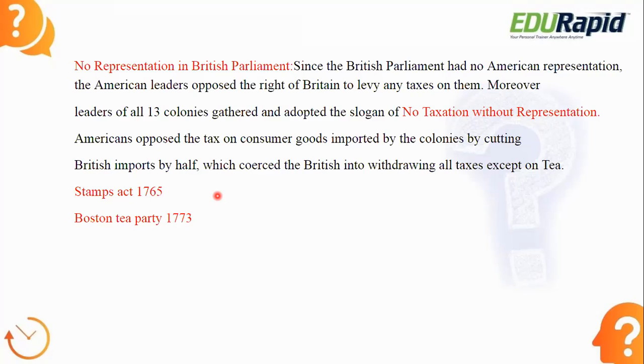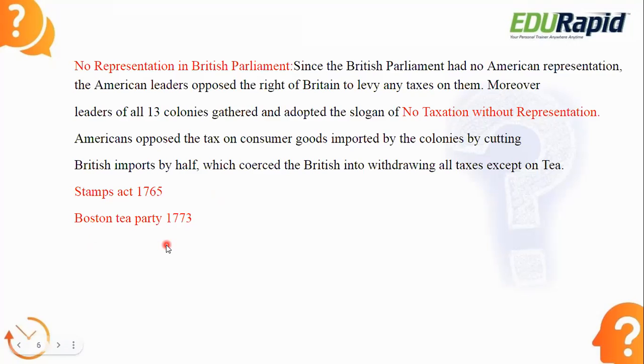Here they needed to pay a little bit of tax on that. To earn some revenue from the Americans, they brought the Stamp Act of 1765. This was also opposed by the Americans. They had already said no taxation without representation. That's why it was opposed by the Americans, and later it got repealed by the UK. Okay, so next we're going to study the Boston Tea Party.